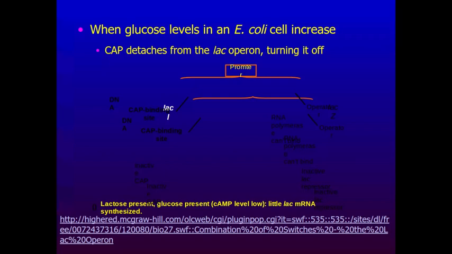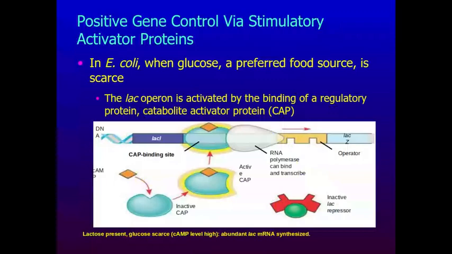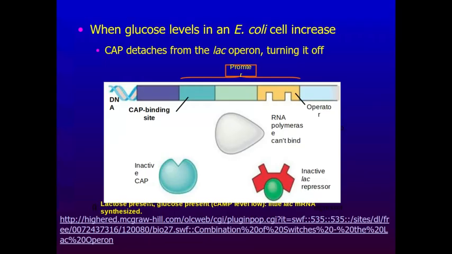not bind. We call this positive control because when this protein is in its active form, it has a positive effect on the outcome. It's going to transcribe those genes. That's the reason why it's called positive control.